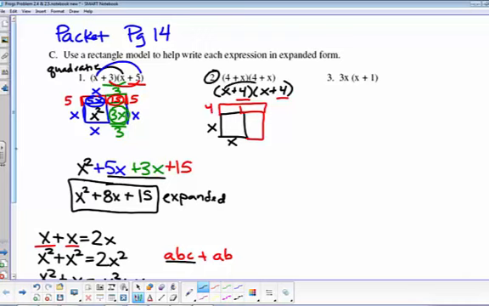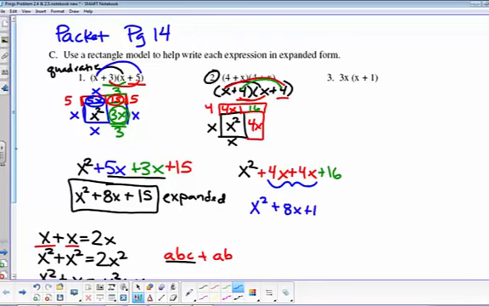So x times x is x squared, and that's right there. X times 4 is 4x, and 4 times x is also 4x. And then 4 times 4 is 16. You do need to put the like terms together, so we have x squared plus 8x plus 16. That's our expanded form. This last one's a little bit different because of the 3x out front.